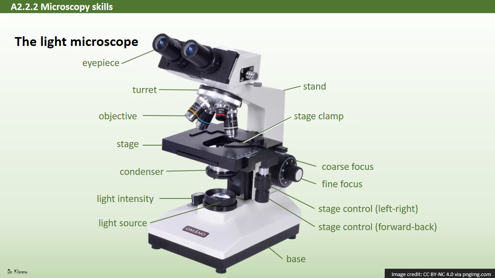Here you also have a stage clamp, which keeps your specimen in place. Below you have the focus knobs, coarse focus, that you use first, and then you fine tune with the fine focus. And finally, you have the stage control knobs, left, right, and forward, back. And it might take some time to get used to this, but it's very practical once you get it.